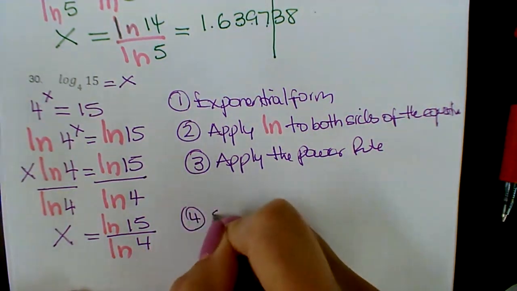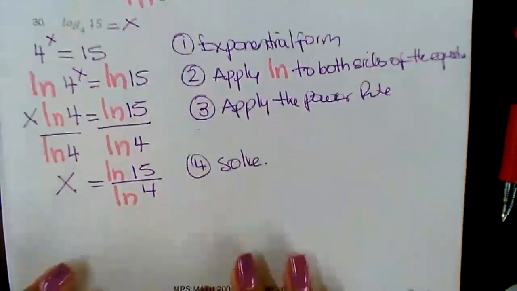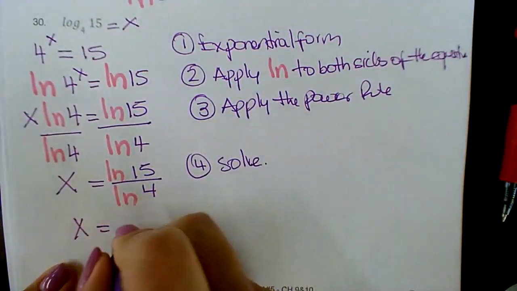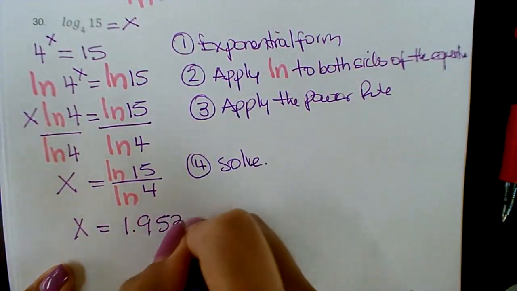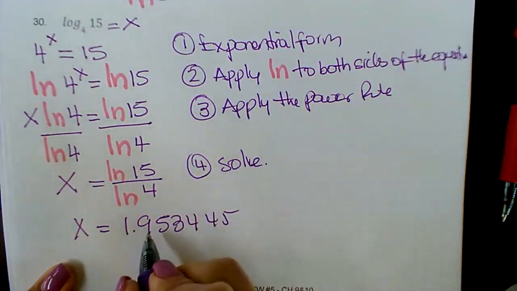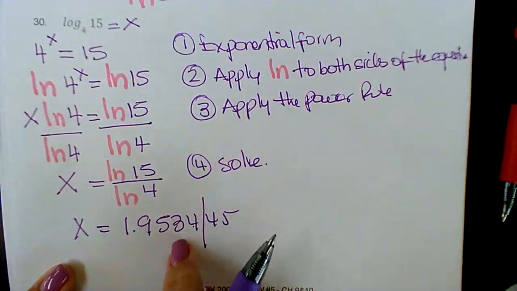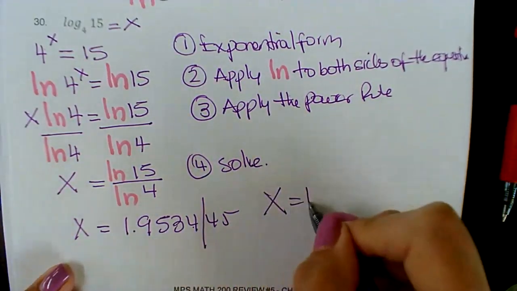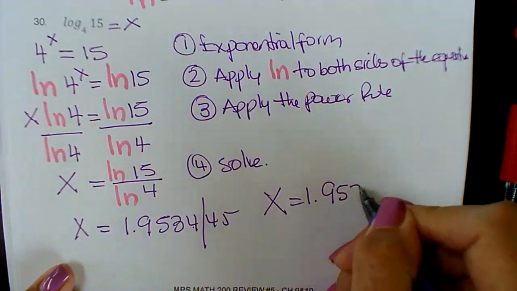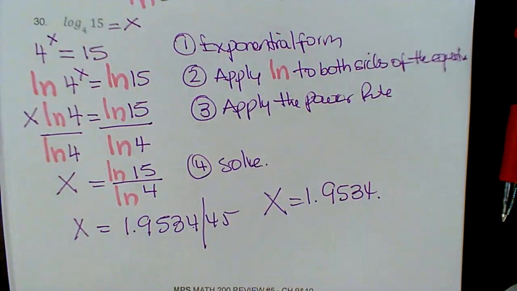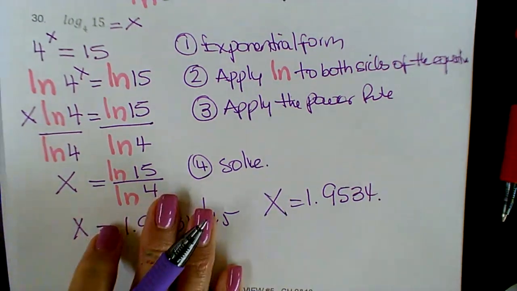So we solve it here. And when you guys do that in the calculator, you get all these numbers, and they want 4 decimals, 1, 2, 3, 4. So x is going to be equal to 1.9534. That's it. Now, let me go back and that's 30.